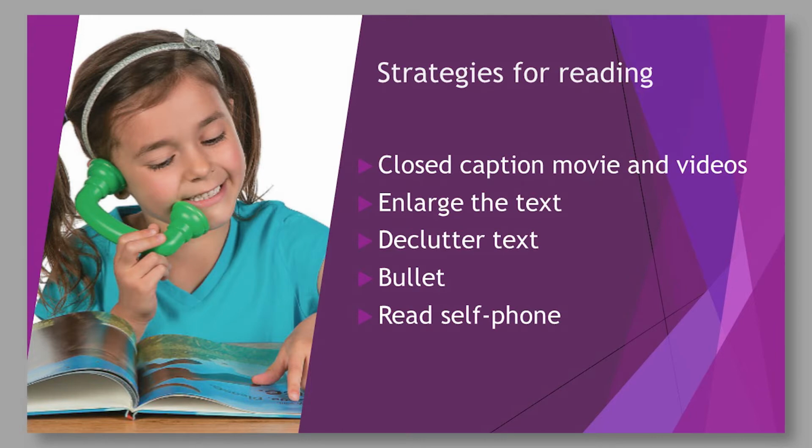The self-read phone, right? So the one that you see in the picture here is just a piece of PVC, a straight piece of PVC and two side pieces, like elbows. And when you talk into it, it echoes back into your ear so that you can hear what you're saying. So for some individuals, that allows them to hear how they're reading, if they're reading too fast, if they're not reading fast enough, how they pronounce a word, things like that.